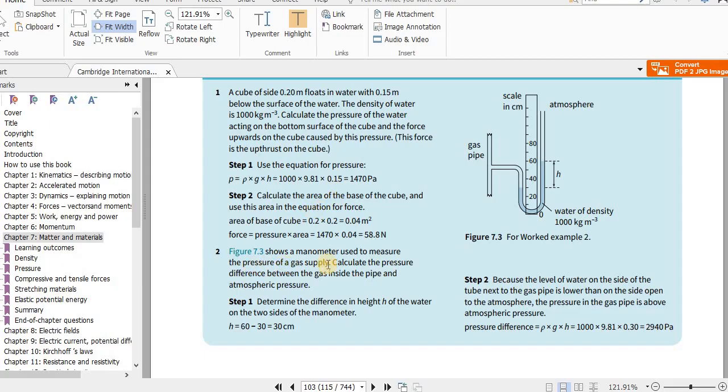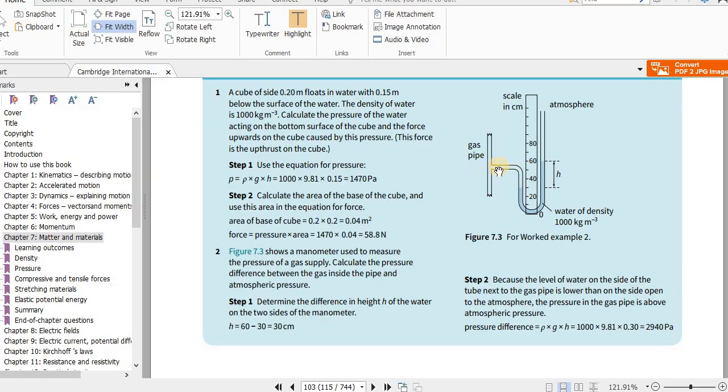Figure 7.3 shows a manometer used to measure the pressure of a gas supply. Okay, so you can see over here. We'll first discuss this. Calculate the pressure difference between the gas inside the pipe and atmospheric pressure.